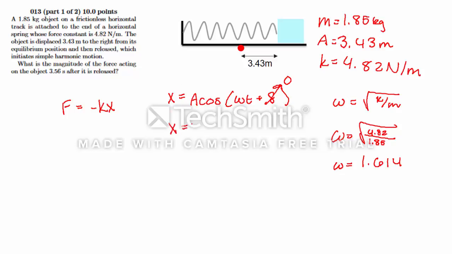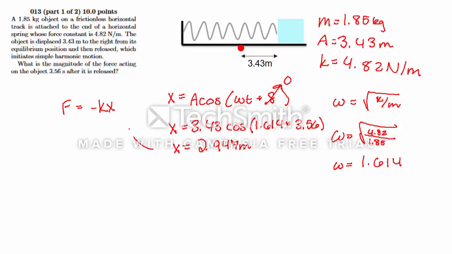So we can plug that back into here, and we have a time that's 3.56 seconds. So our x is going to be 3.43 cosine of 1.614 times 3.56. And that is going to give us a position of 2.947 meters at that time.